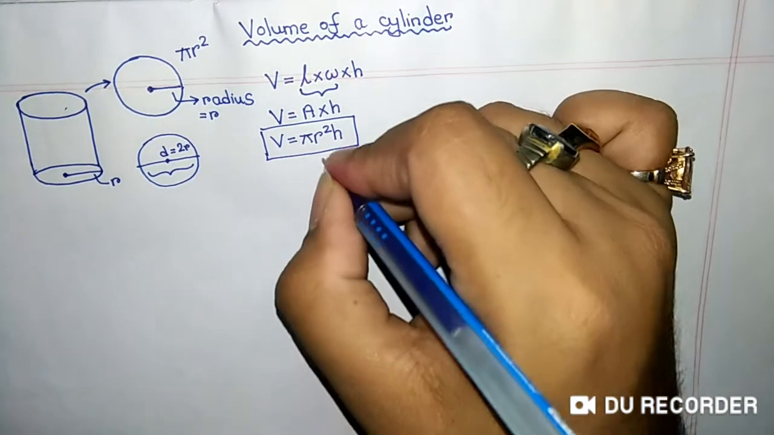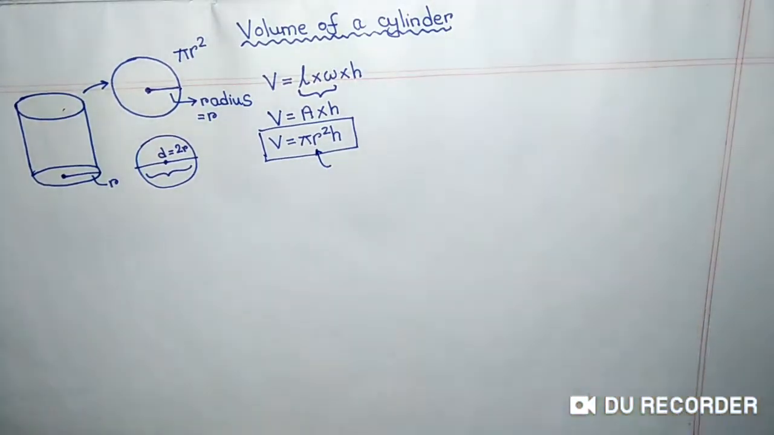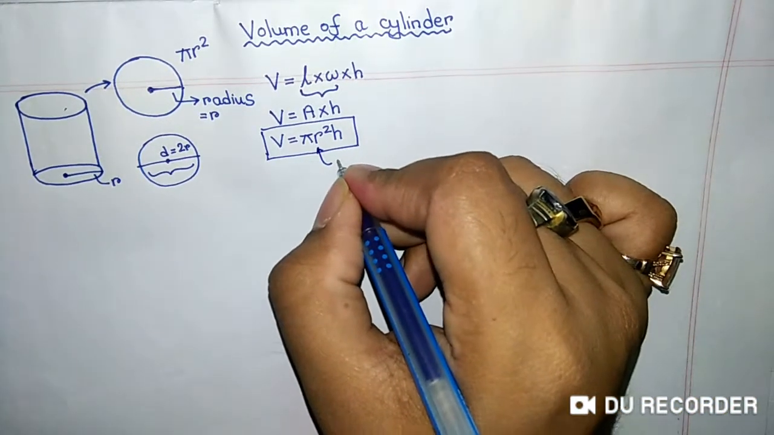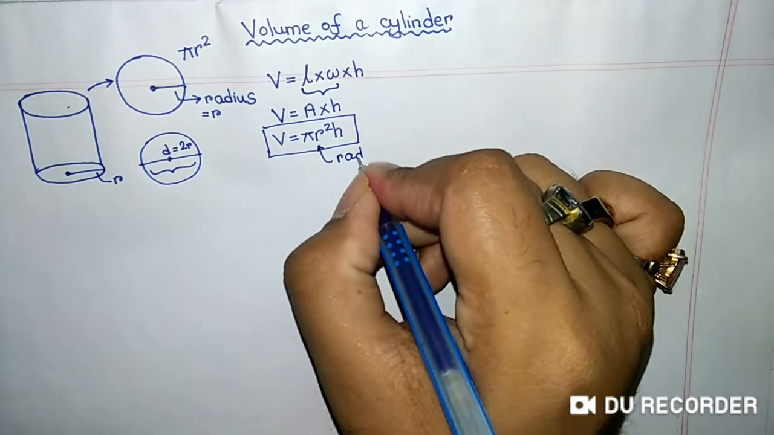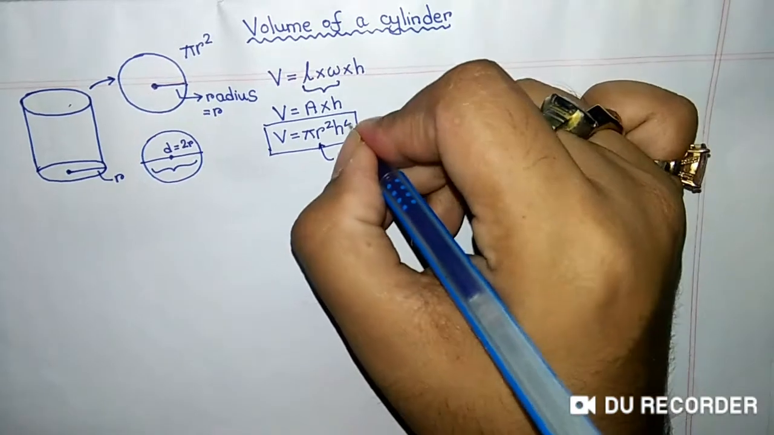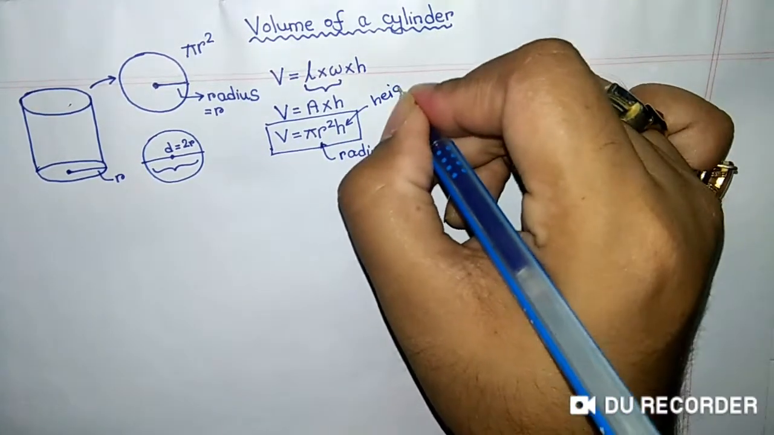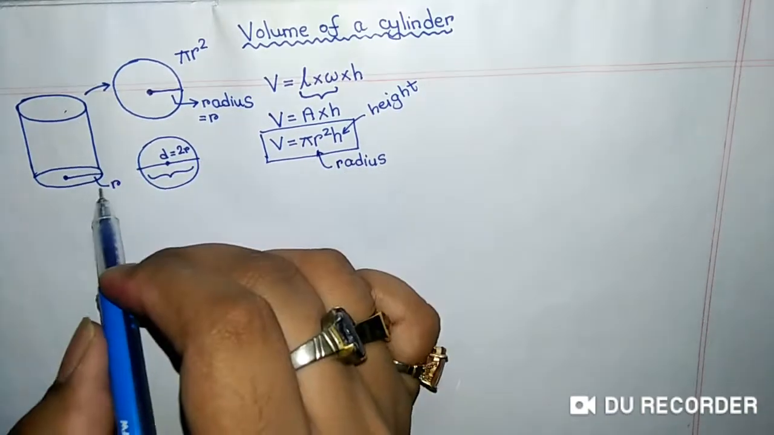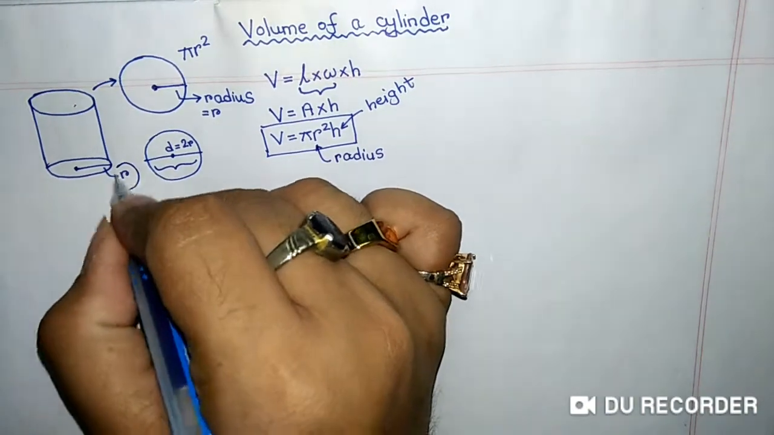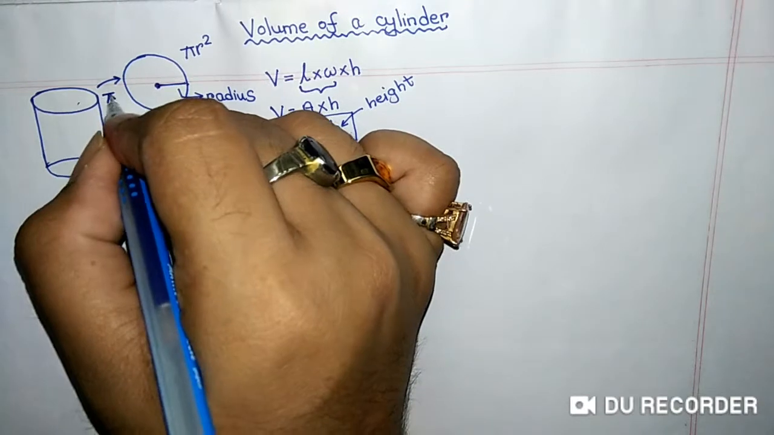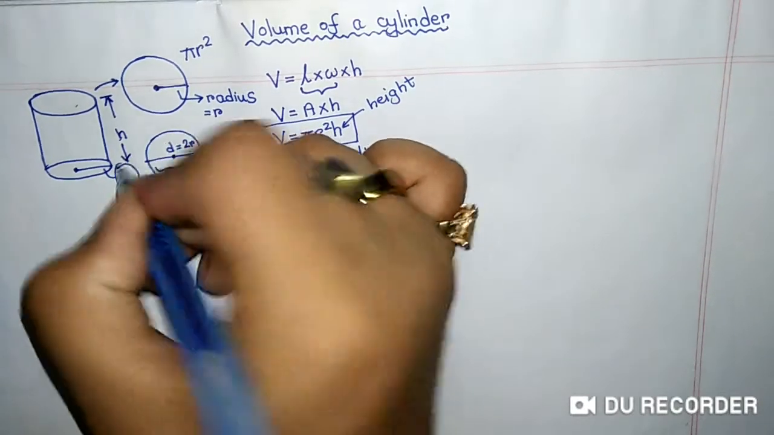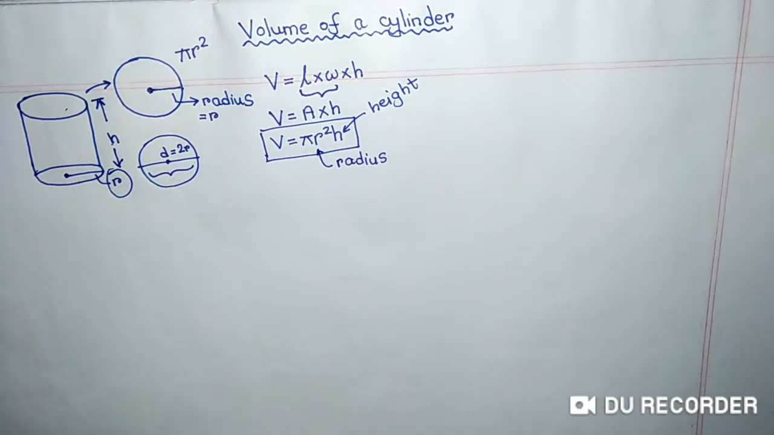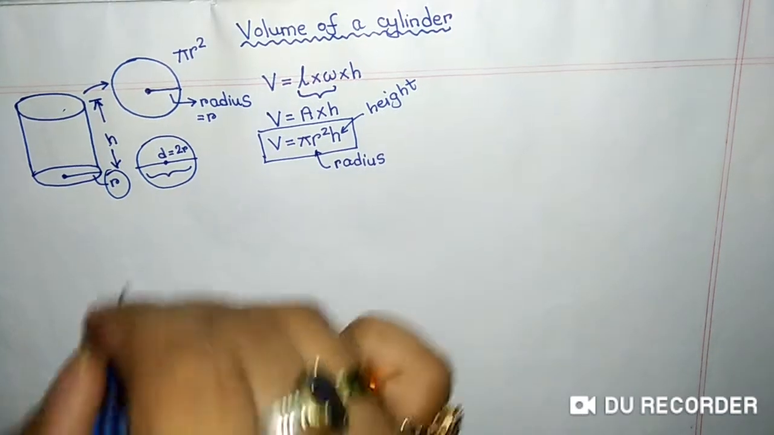Now over here you see that we need two important things to get the volume of a cylinder. One is the radius, and second is the height of the cylinder. So now let us label them. If this is a cylinder that is present over here, you can see this is the radius and this is the height of the cylinder. Now let us do an example.